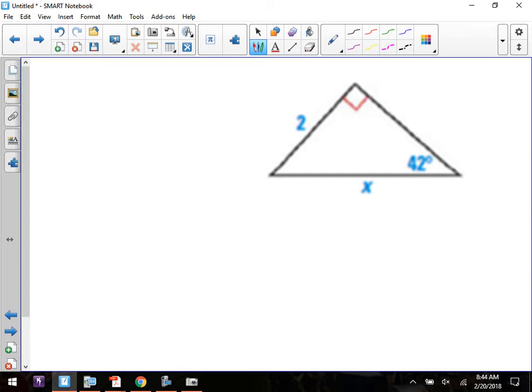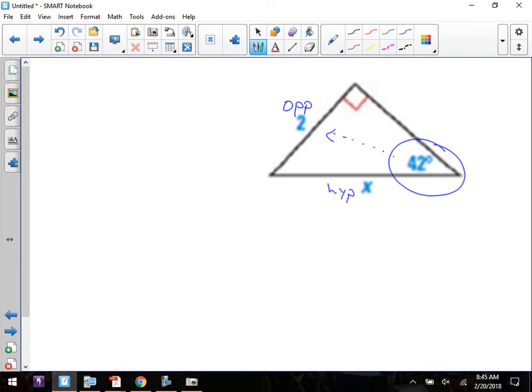Just like we have been doing, the very first step is we're always going to circle our angle, and then we're going to label the parts that we know. So we circle our angle, and we draw to the side, opposite, and then we locate the hypotenuse. In this instance, that's what we're looking for. So what trig function are we going to use? Sine.